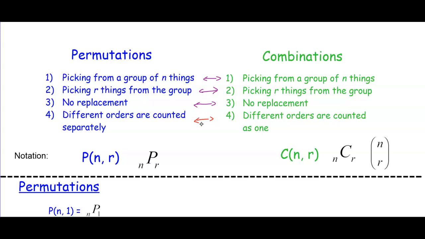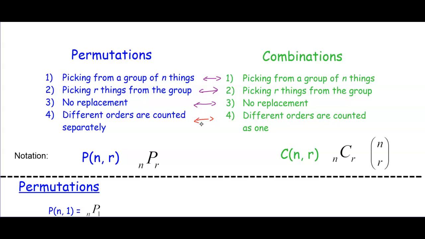Like if you're picking people to be the president, vice president, and treasurer of a club, a different order to the same names is actually a different executive board. Even if person A is the president and person B is the vice president, if you switch that around and have B be the president and A be the vice president, that's different.